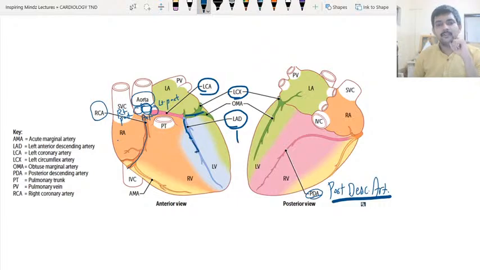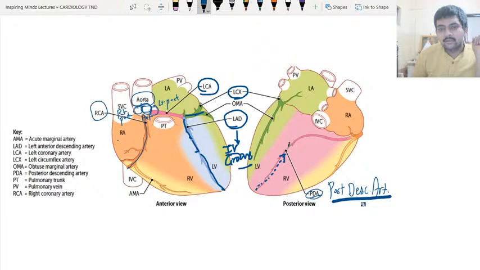Left anterior descending, where is it present? It is present in the interventricular groove, right? It is present in the interventricular groove, and then it passes posteriorly, and you can appreciate this artery going posteriorly and anastomosing with the posterior descending artery. Can anyone tell me quickly what is this point called? What is this point called?